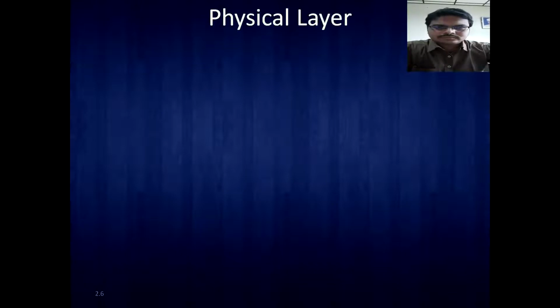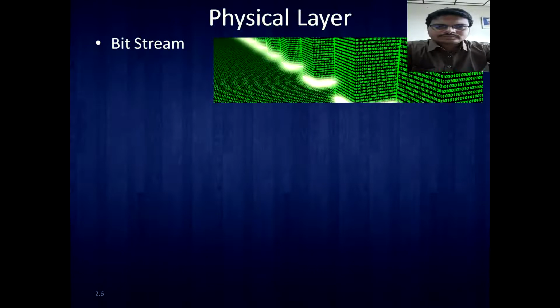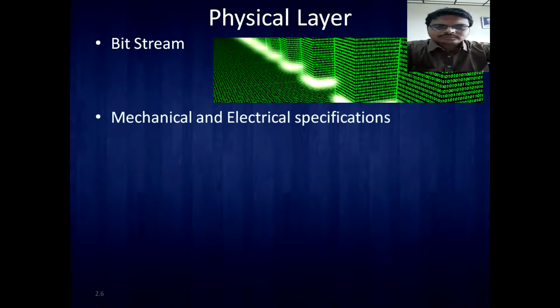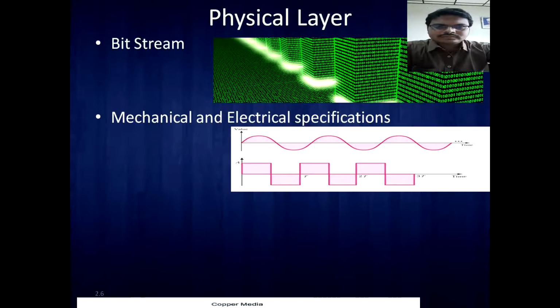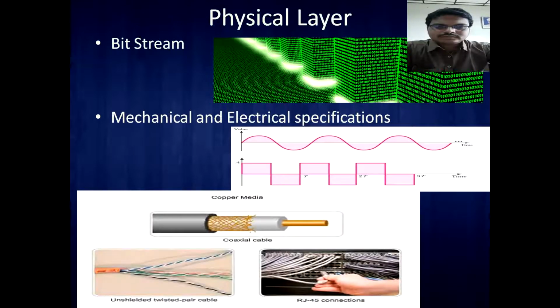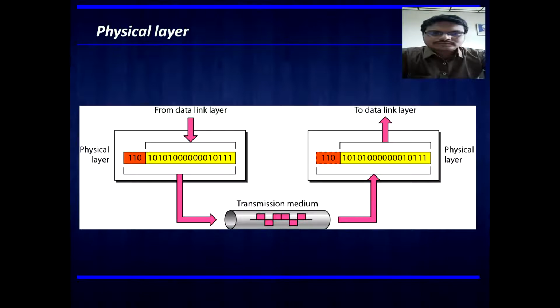The 7 Open Systems Interconnection layers are: the first layer is the physical layer. The physical layer coordinates the functions required to carry a bit stream over a physical medium. It deals with the mechanical and electrical specifications of the interface and transmission medium. For example, you can see copper media, twisted pair cable, and RJ45 connections. You can transmit the data from the data link layer to the physical layer in raw bits.